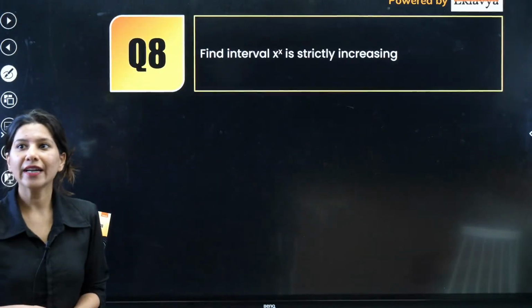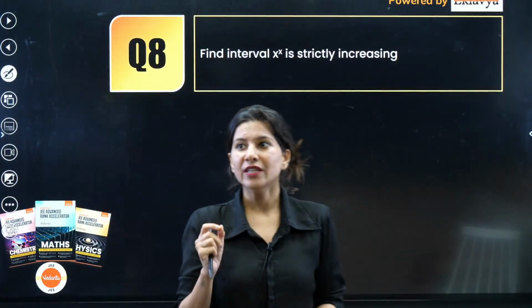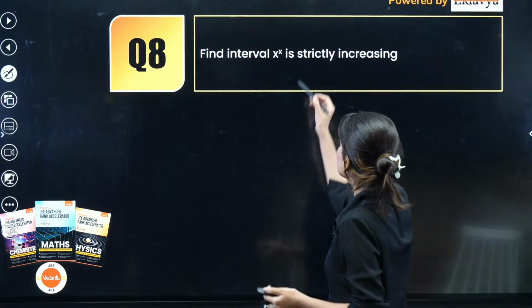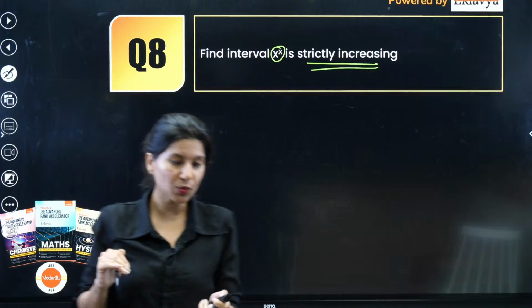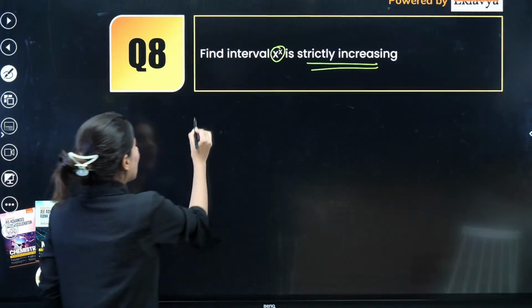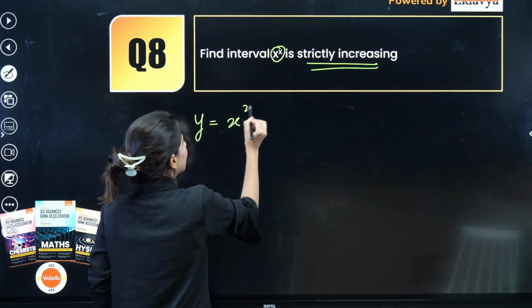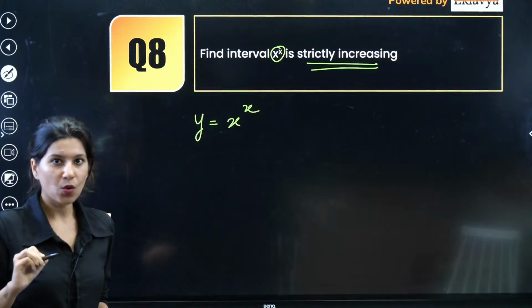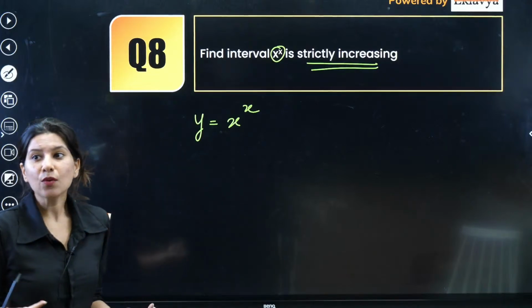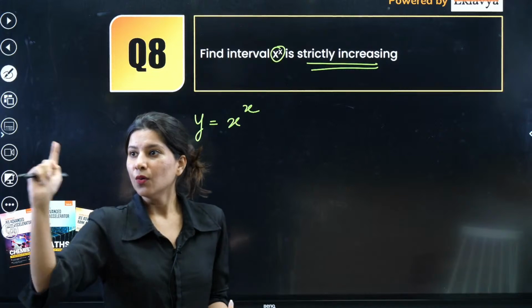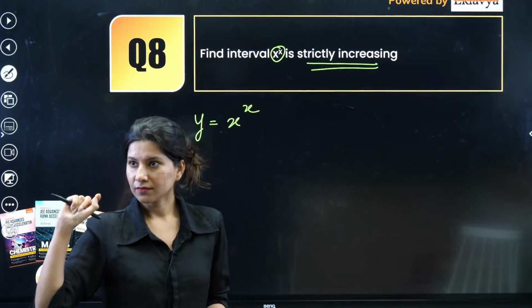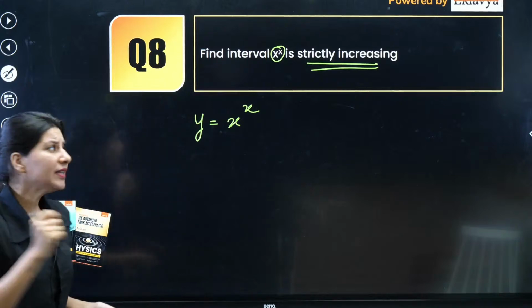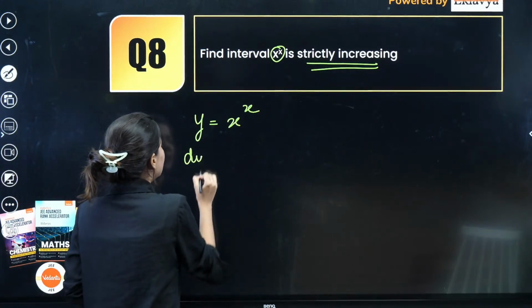Okay, all right. And now we have a question which says find the interval where this function is strictly increasing. Options were given to us. Okay, so y is equals to x raised to power x is there. Okay, so strictly increasing, what do we need to do? We need to differentiate dy by dx.